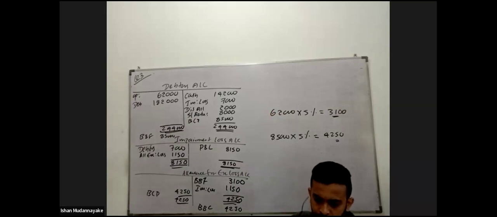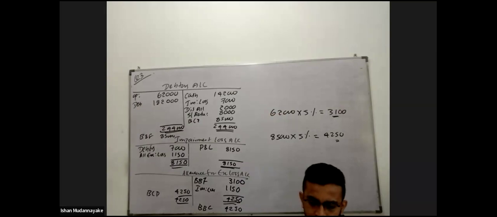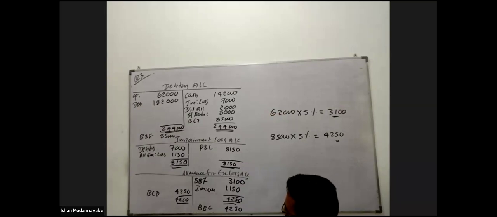So the allowance for expected loss makes provision for doubtful debts. How does it appear in the profit and loss and in the SOFP?